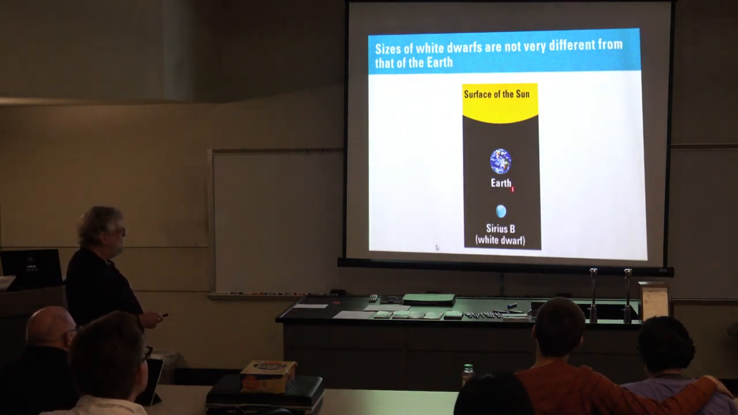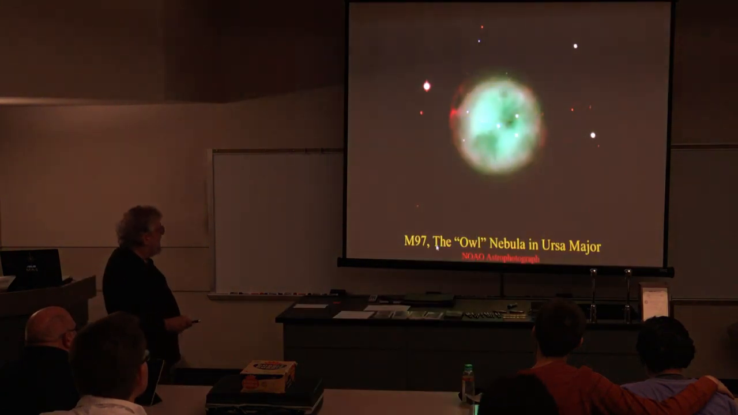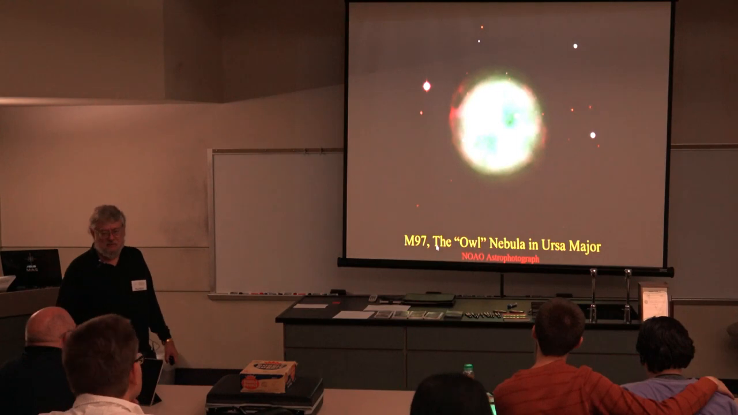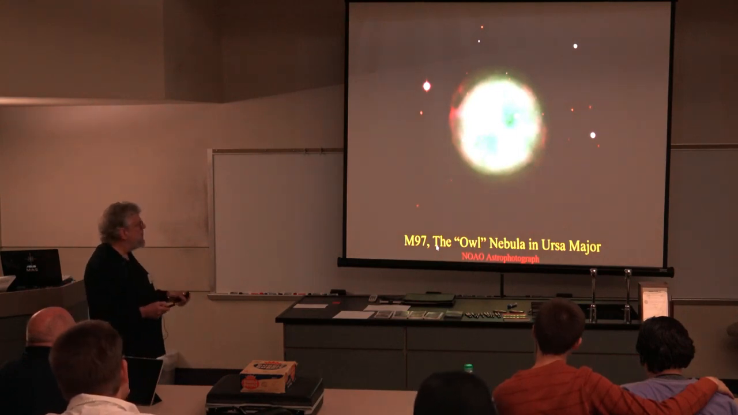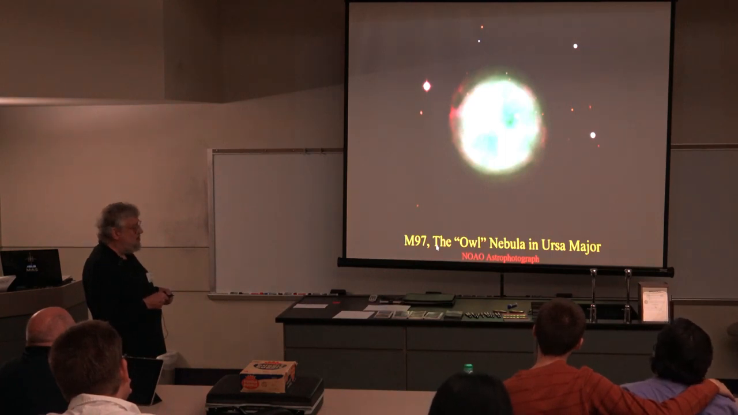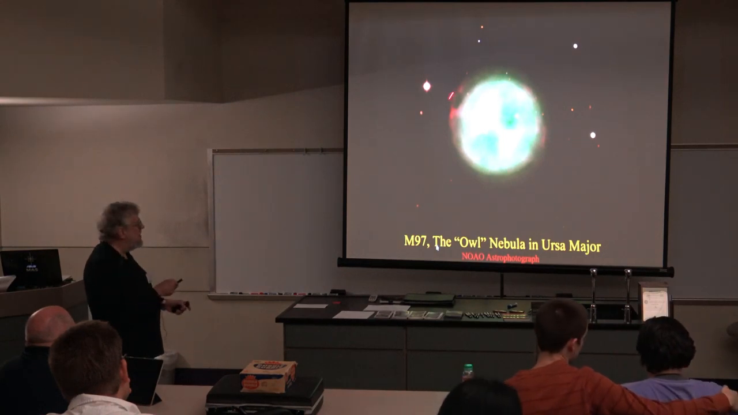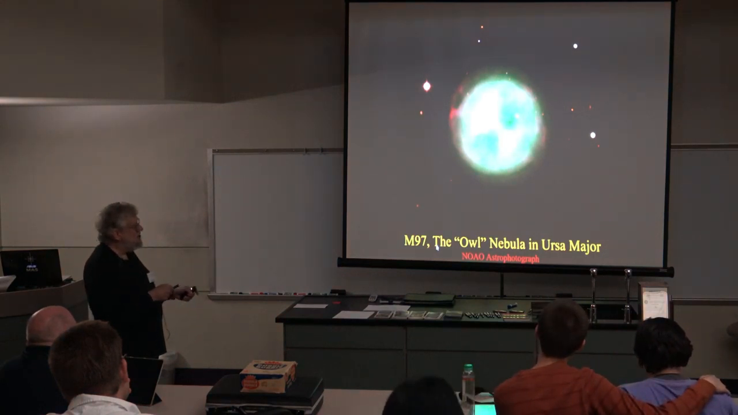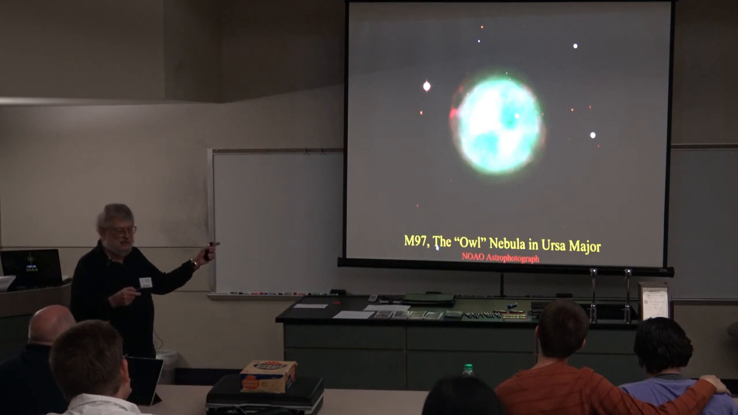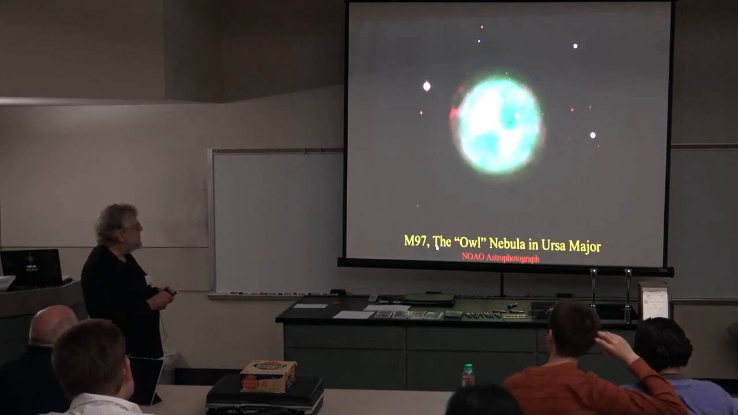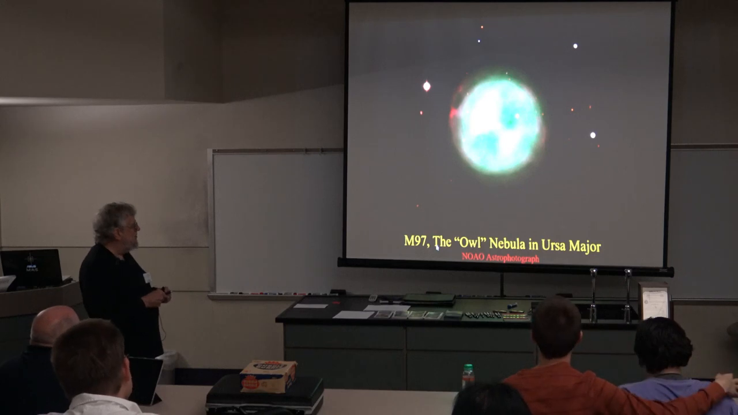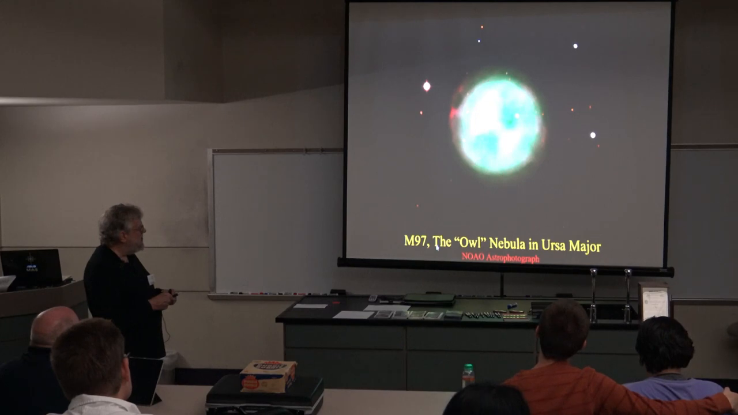And here's just a picture of a white dwarf star compared to the size of the Earth. Here's the Owl Nebula in Ursa Major, just below the bowl of the Big Dipper. And here's the star that did it all. It was a solar-type star, then became a red giant and cast off this shell of gases. This is three-dimensional spherical. It looks kind of like a disk, but it's really a spherical shell. Then eventually it cooled down or shrank down to become a white dwarf right there in the center.